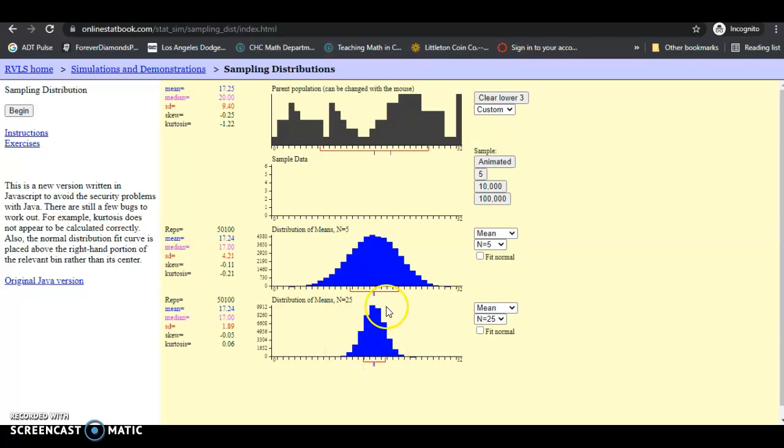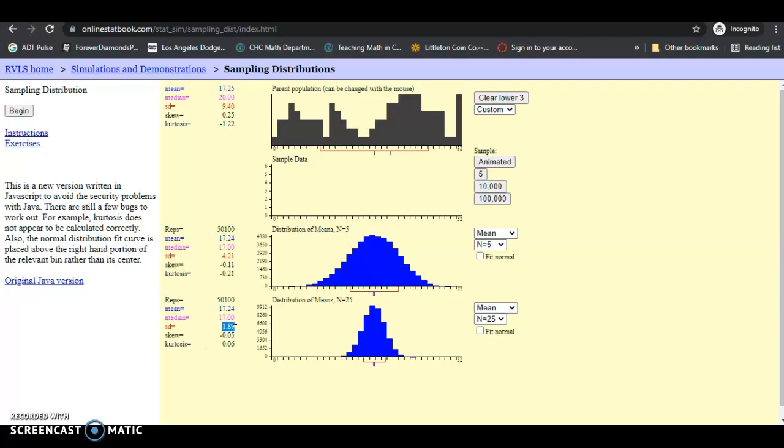Let's look at the mean and standard deviation of the sample means for the larger sample size. We can see that the mean of the sample means for random samples of 25 individuals from the population is equal to the population mean. That's what we'd expect. The standard deviation here is equal to 1.89.